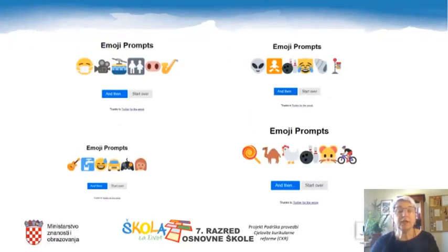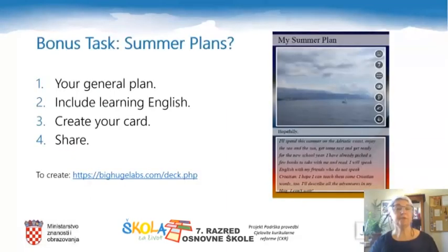If you are working on these materials in front of your computer, you can pause this video, choose your story, and write it. The bonus task for this lesson is creating your trading card, a trading card for your summer plans. Please go to bighugelabs.com and create your card. Include a photo of your favorite place, the place where you're going to spend your summer holidays, and write a few sentences about your general plan. Please include some plans for learning English. Create your card and share it.